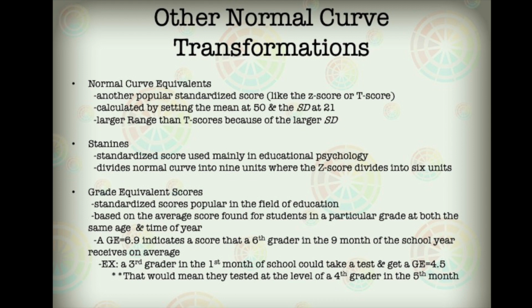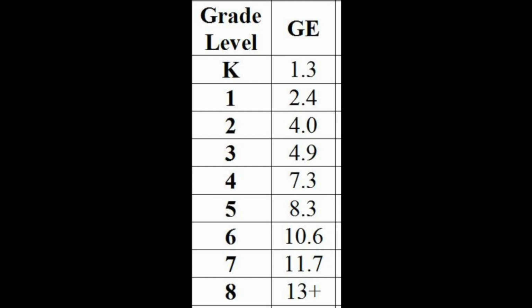And they're based on the average score found for students in a particular grade at both the same age and time of year. So, for example, a grade equivalent score of 6.9 would indicate a score that a 6th grader in the 9th month of the school year receives on average. So if your kid is in 3rd grade and gets a GE score equal to 6.9, that means they're performing like your average 6th grader in the 9th month of school would perform. And then I have another example here. A 3rd grader in the 1st month of school could take a test and get a GE of 4.5, and that would mean that they tested at the level of a 4th grader in the 5th month.